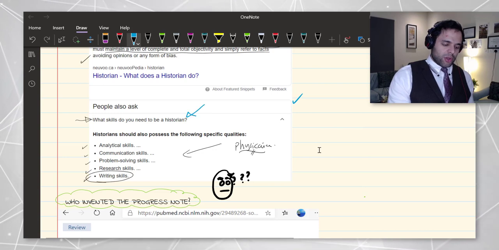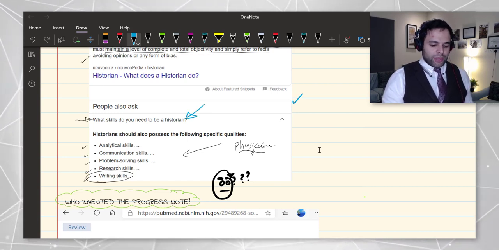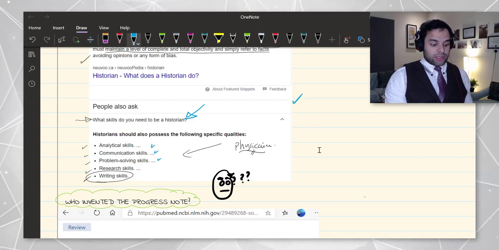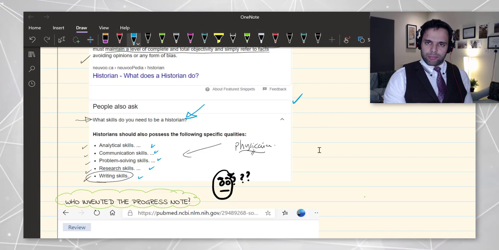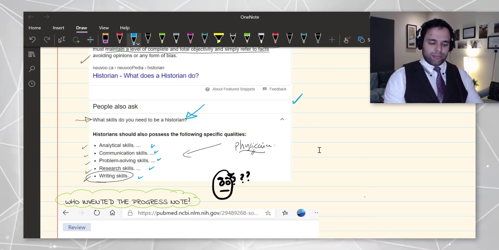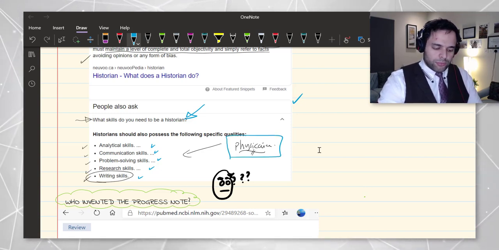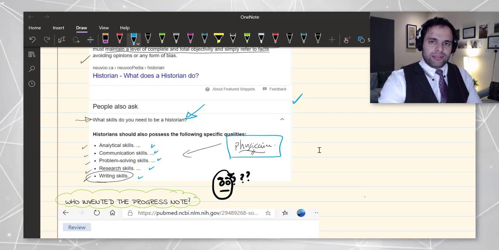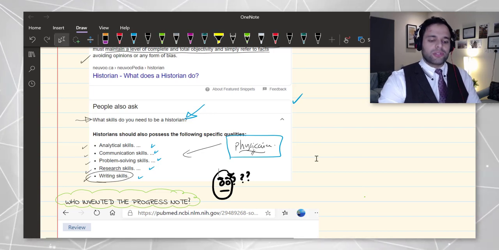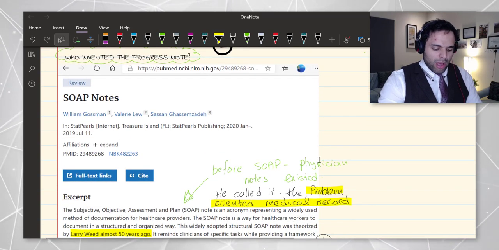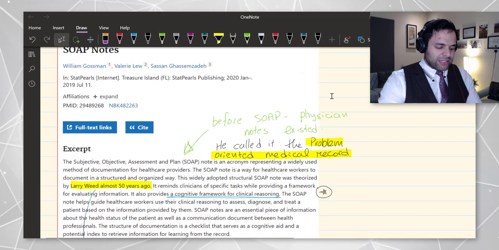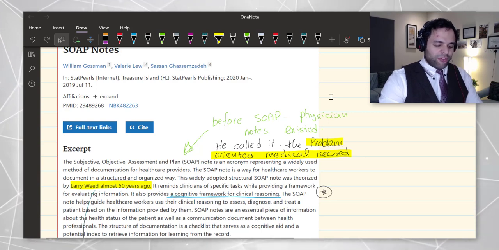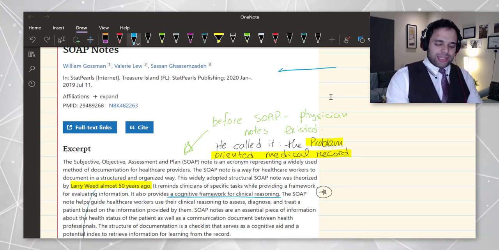Interestingly, Google suggests on its own what skills you need to be a historian: analytical skills, communication skills, problem-solving skills, research skills, and writing skills. And boy, oh boy, are these skills that are needed by a physician. And one of the questions that kind of pressed itself on me is, who invented the progress note? Now, what I do know is that the modern SOAP note was proposed by Dr. Lawrence Weed, almost 50 years ago, as you can see in this article.